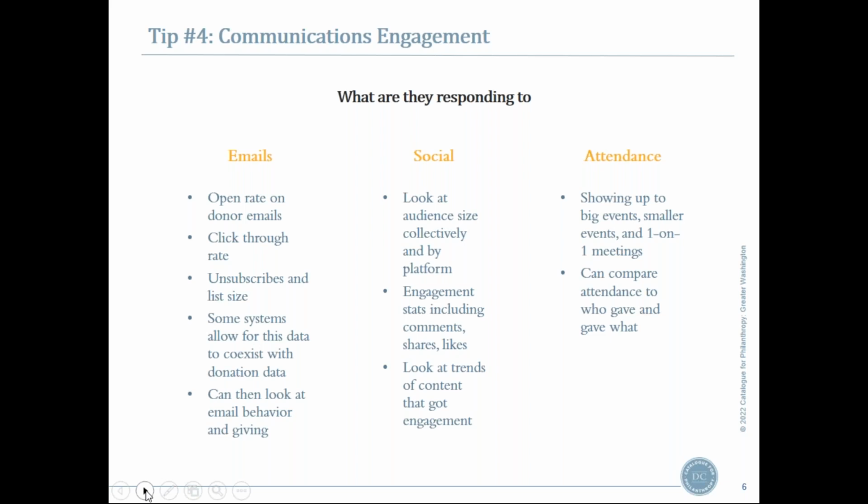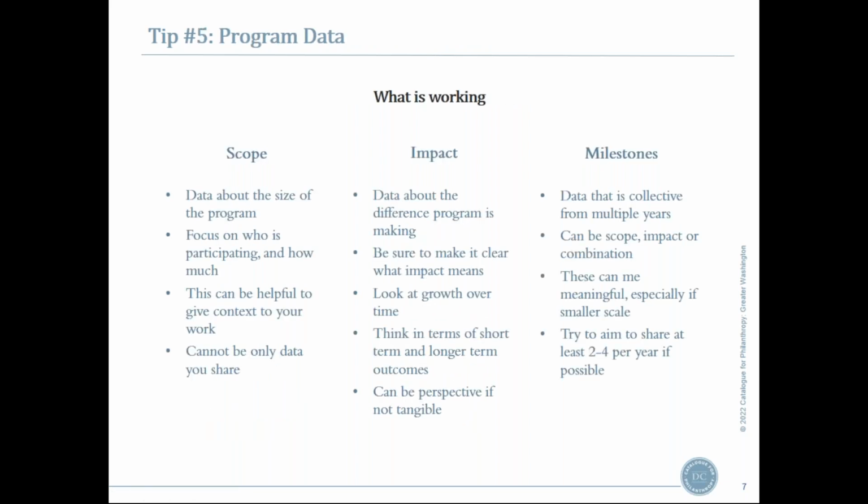The final category we'll talk about, then I'll pause for questions, is programmatic data, scope, impact, and milestones. So obviously, the organizations we work with, all of y'all online, do a lot of different work, so we don't have specific issue-based metrics here, although happy to talk about those on a one-off basis. But for scope, this is data about the size of your program, right? We serve 300 kids, we serve 5,000 people across the region, whatever it might be.